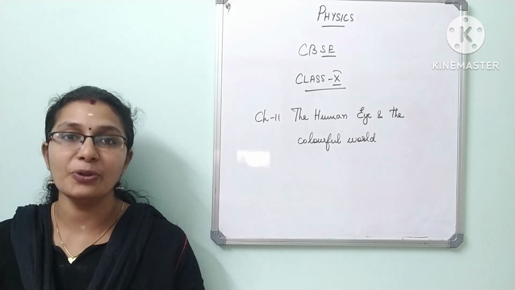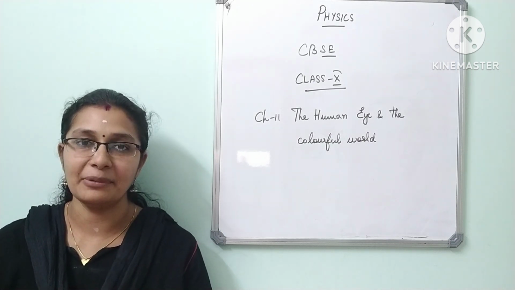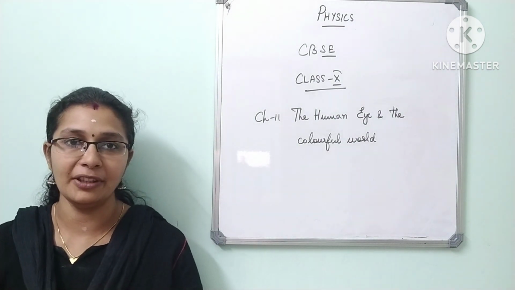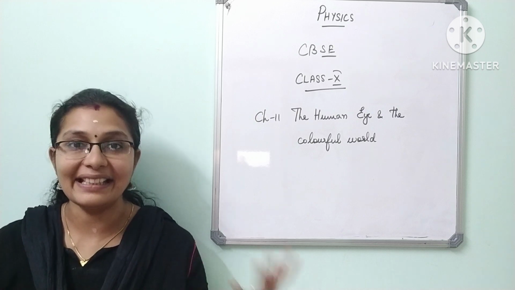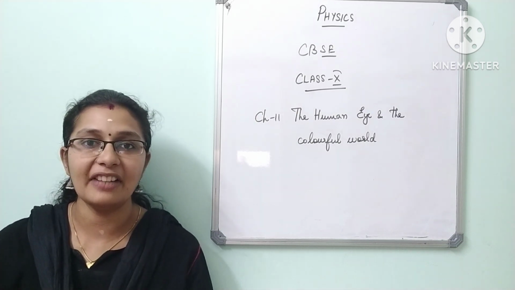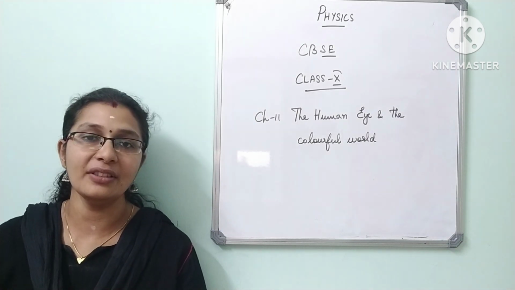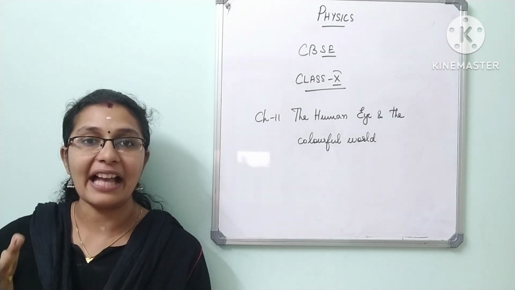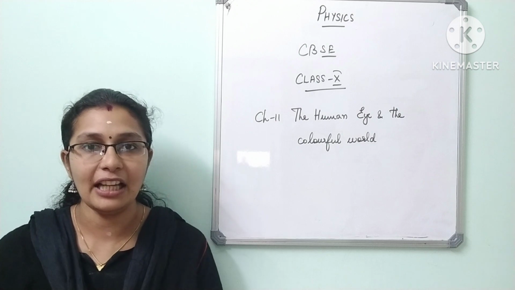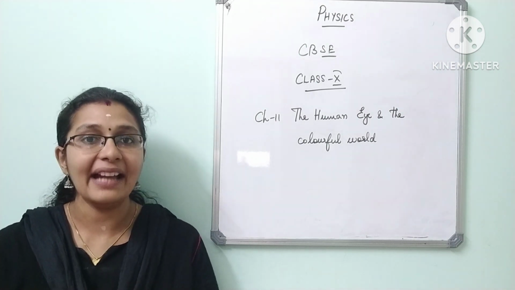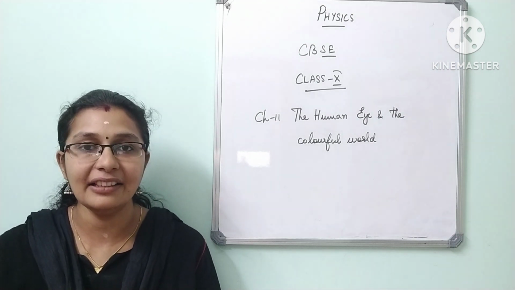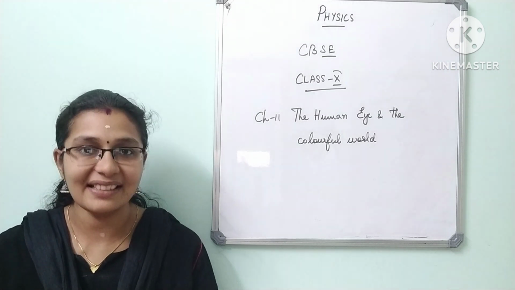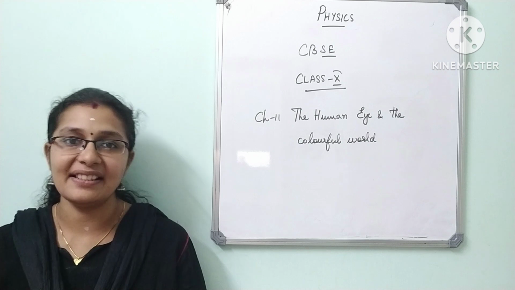Today we are going to start with a fresh chapter, which is chapter 11, the human eye and the colorful world. One of the most interesting and important chapters that we really have to know, because it is completely related to what we are actually experiencing in our day-to-day life. Maybe we don't know the fact, but this is the reality that we are using in our day-to-day life. So let's start with the chapter today.